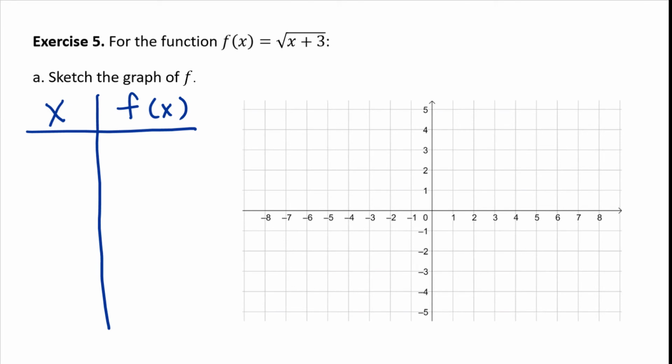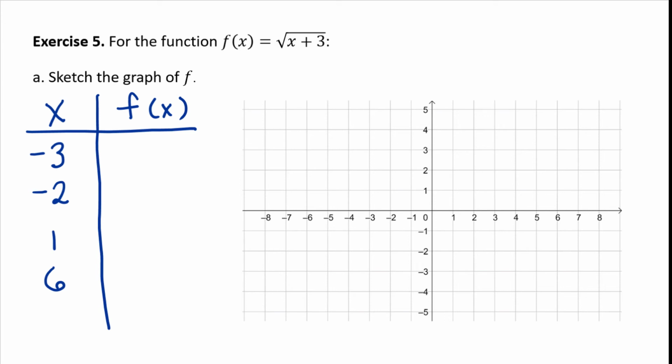The domain is that under the square root, it cannot be negative, so the smallest x value I could choose is -3, so I'll start with -3. And hopefully, for reasons that become obvious in just a few moments, the next three numbers I'm going to choose are -2, 1, and 6. Now let's evaluate each of those x values in the square root function.